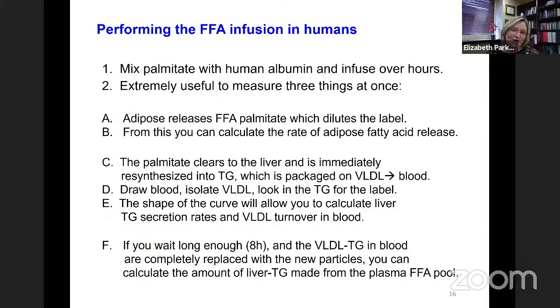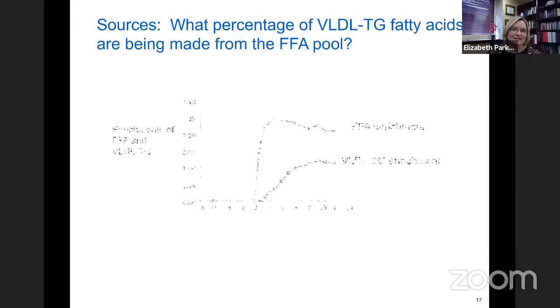Lastly, if you wait long enough, and the VLDL particles are being made the entire time, let's say 8 hours, you will clear VLDL and replace it such that all of the particles in blood have been made new since you were performing the experiment. If you go long enough, you can then figure out the percentage of VLDL that's coming from the plasma free fatty acid pool. And I'll show you what that looks like.